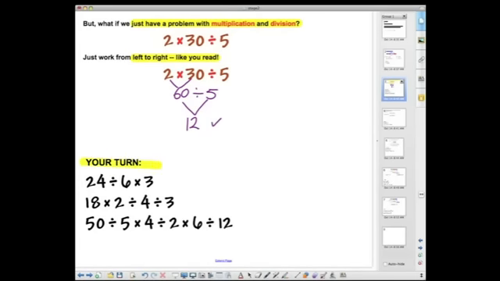Let's do the first one together just so you kind of get the hang of things. 24 divided by 6 is 4. Then you rewrite the rest of the equation. 4 times 3 is equal to 12. And again, we're doing this from left to right because all the operations that we have are multiplication and division.